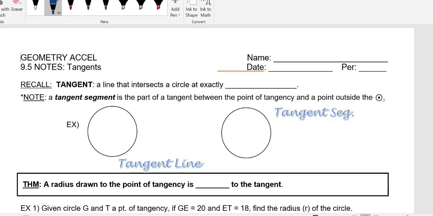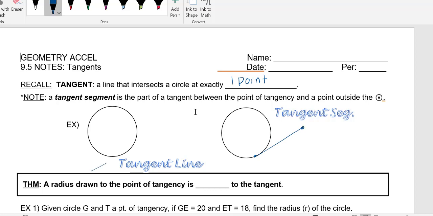Okay, so today we are talking about tangent lines. Like we've learned before, tangent lines are just lines that intersect a circle at exactly one point. We have two different types of tangents: a tangent line and also a tangent segment. That tangent segment is part of the tangent, right? That's our point of tangency and then a point outside of our circle. So it's just a portion of this line cut off, right?